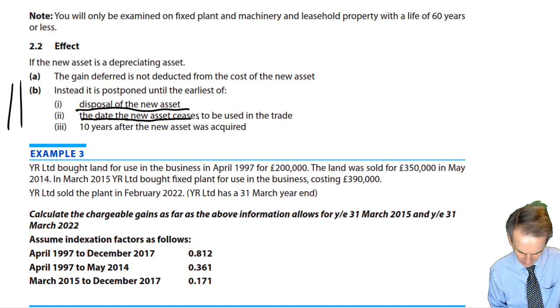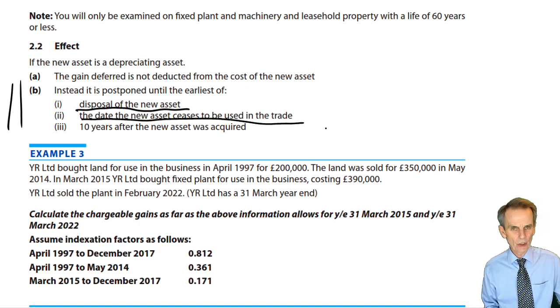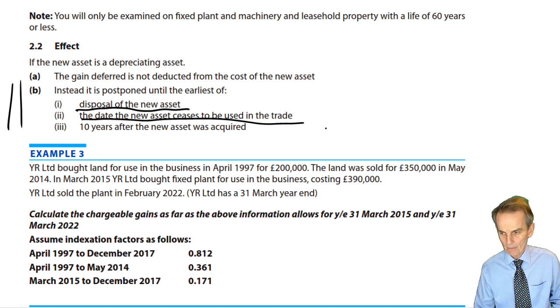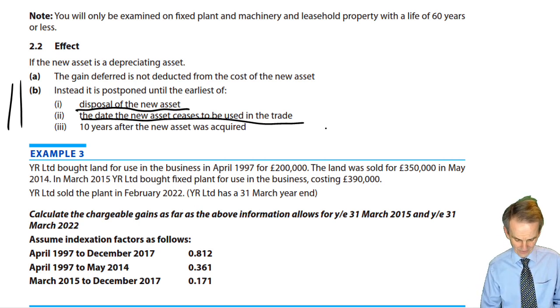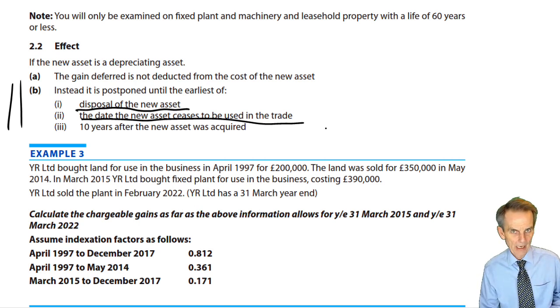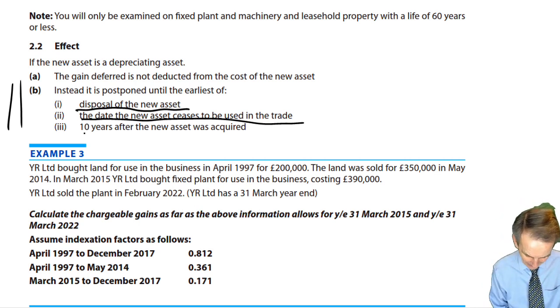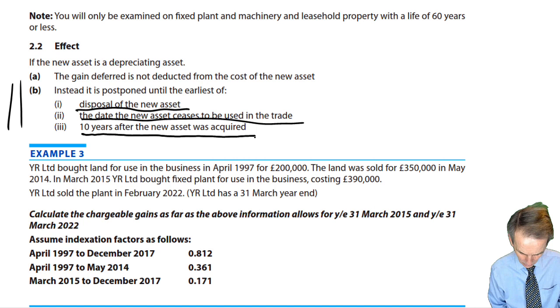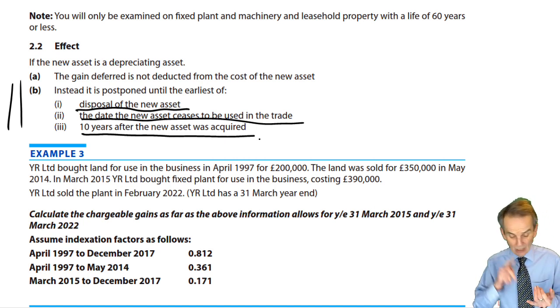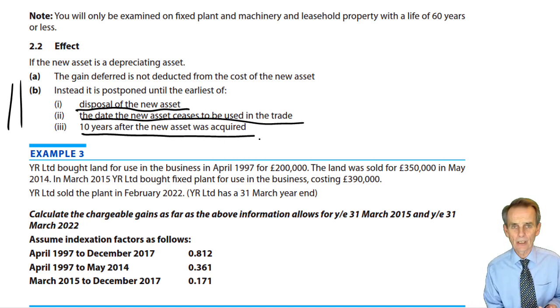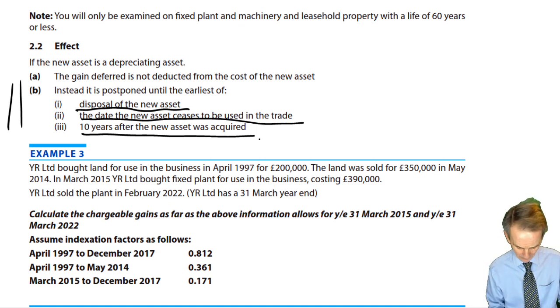Or the date the new asset ceases to be used in the trade. We only get the deferral here, we only get the relief, because this is an asset that is a qualifying business asset, which means it's used in the trade. But no matter what else happens, if we get to 10 years after the new asset was acquired, and we still own it, and we're still using it in the trade, that's it. That's as far as the deferral will stretch.